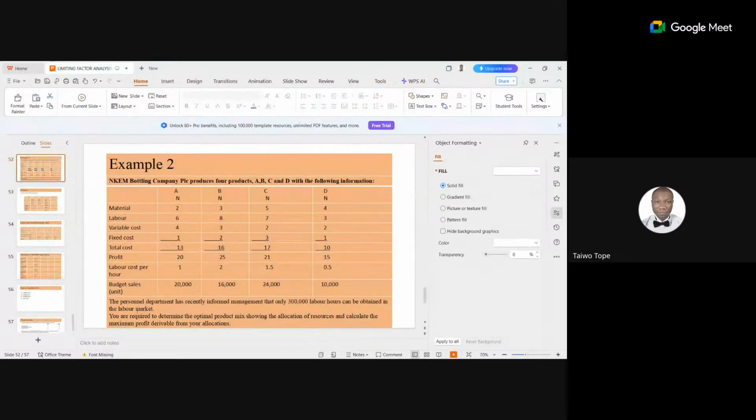Let's check the question again. Calculate the maximum profit derivable from your allocations. Now, based on the allocation for product A, what will be the maximum profit? How will you determine profits now? If your contribution is profit plus fixed cost, when you do a change of subject formula, what will your profit be?